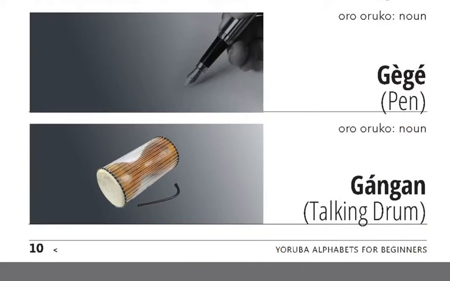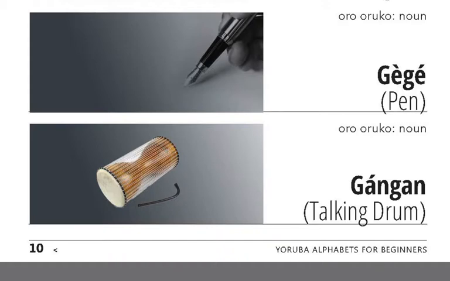So we have seen Gi, E, Li, E, Gele. We're going to move right into the next example. Gege, gi, e, gege. That is pen. Another example is gongon. Gi, a, ni, gongon.